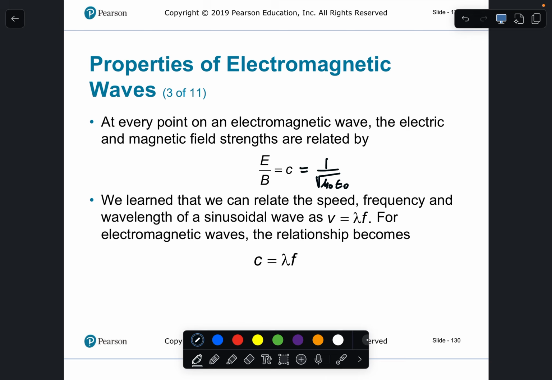So for sinusoidal waves, recall from earlier that the speed of the wave, which may or may not be the speed of light, depends on if the wave is moving in an object other than vacuum. So that's why we use v, because it could be anything. It's related to the wavelength of the wave times the frequency of the wave.